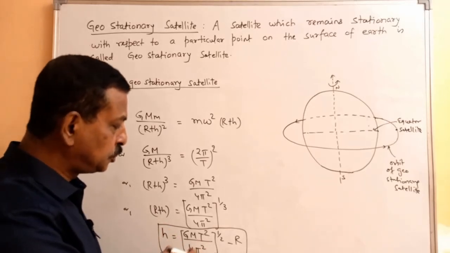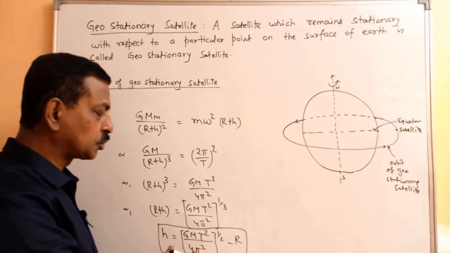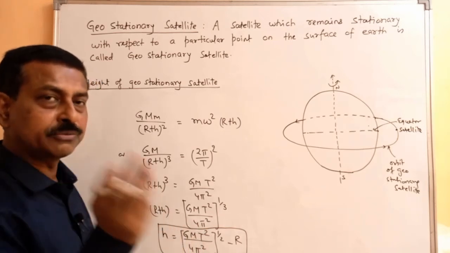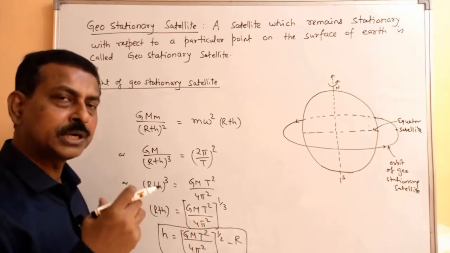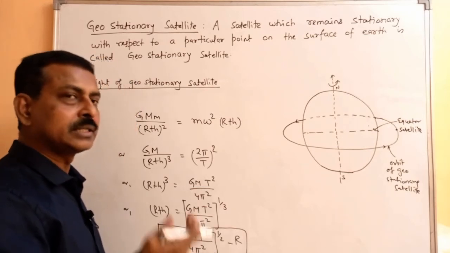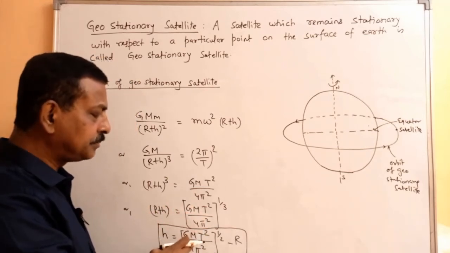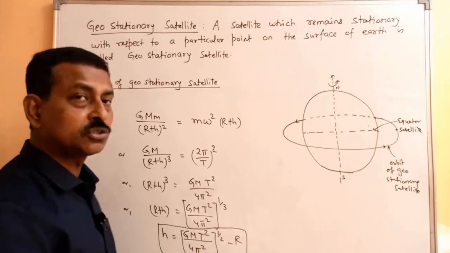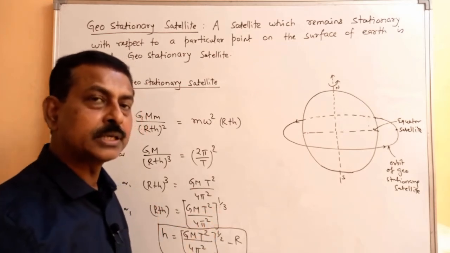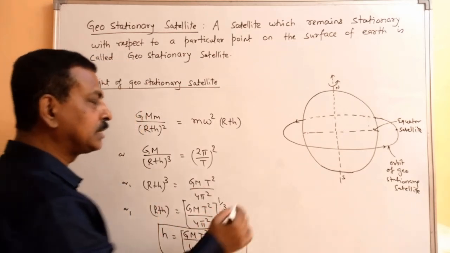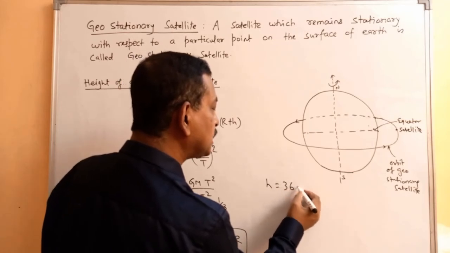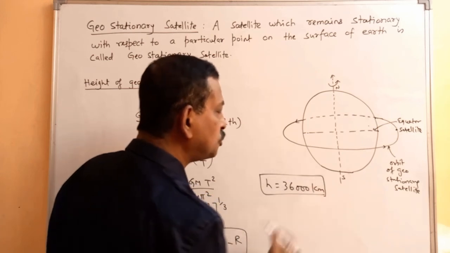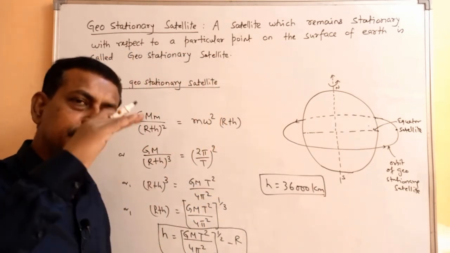So if you substitute the values of G, M, T square and then r, of course T here is the time period of revolution, 24 hours we know. We have to convert it into a suitable unit, that means you convert it into seconds. And then the mass of the Earth, the universal constant of gravitation, and the radius of the Earth. If you take that as 6400 kilometer, then finally you'll get this value of h to be 36,000 kilometer. This is the height of a geostationary satellite above the surface of Earth.